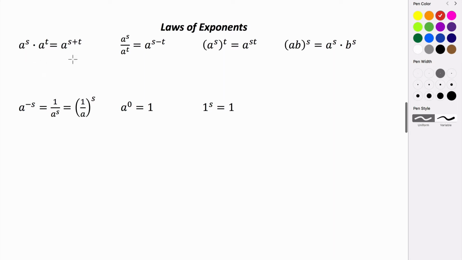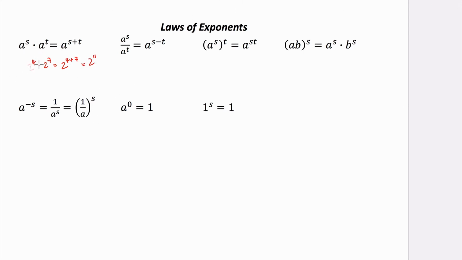So this says that if you're given two powers with the same base, two exponential expressions with the same base that are being multiplied together, then you add the exponents. So for example, if you had something like 2 to the 4th times 2 to the 7th, this would be the same as 2 to the 4 plus 7, or 2 to the 11th. And that's this first property.